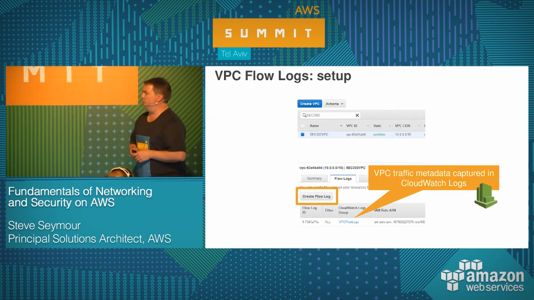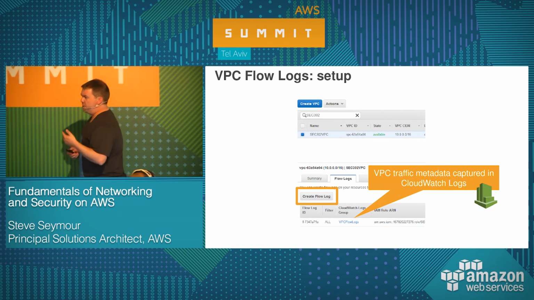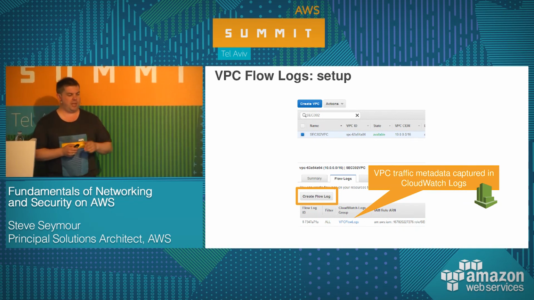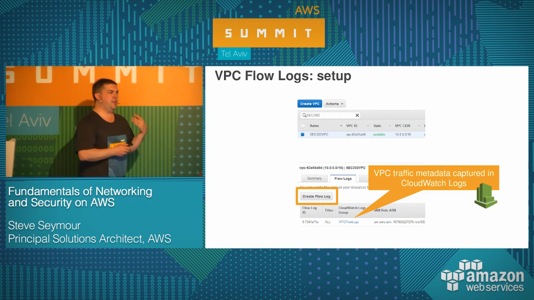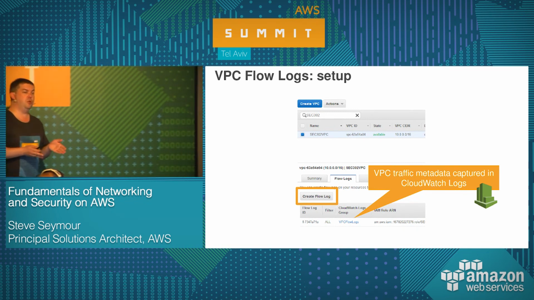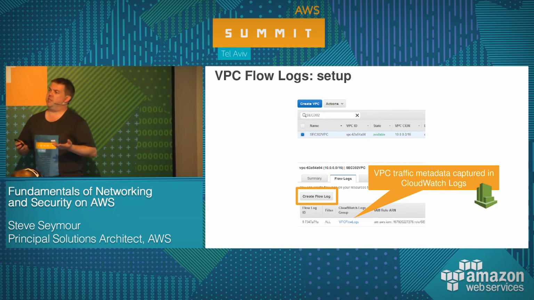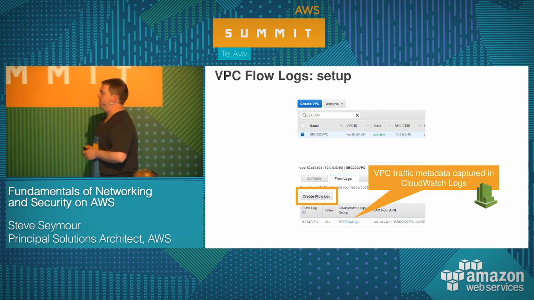How do you configure it? Well, you go to your VPC. At the bottom of the screen, you'll see a tab that says Flow Logs, and it's as simple as then choosing to enable it. You create the flow log, you enable it for the VPC, but if you want to, you could just enable it for a particular network interface. In most cases, though, we see customers generally enabling it for the whole VPC.